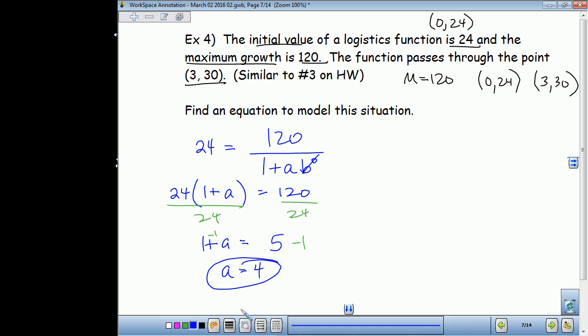So we get 4. So now I have m, I have a, all I need is b. So I'm going to use this last point to help me find b. So I'm going to plug in what I do know. I know this last point is 30. I just saw for a, it's 4. But this time b is going to be raised to what power? 3. So b is raised to the 3rd power here.